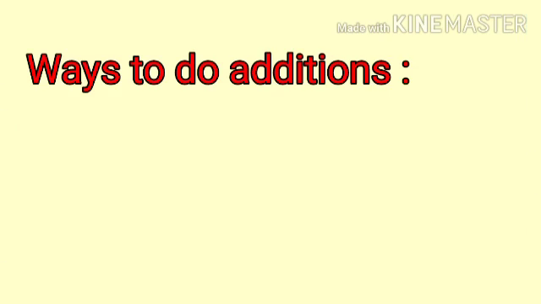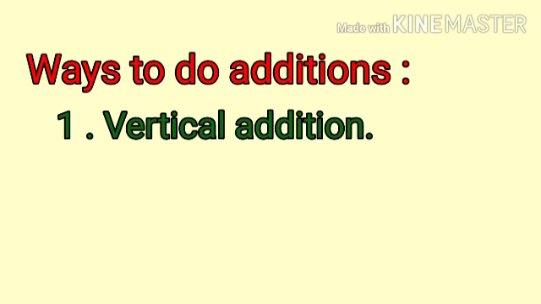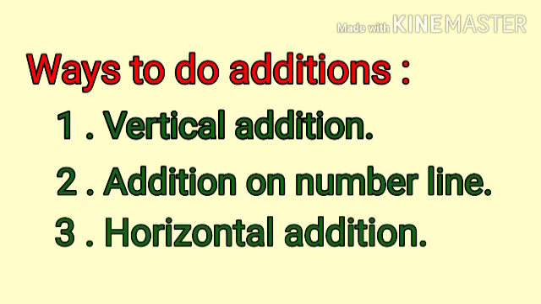The first method is vertical addition. The second method is addition on number line. The last one is horizontal addition. Is it clear, children? The first method is vertical addition. The second one is addition on number line. The last one is horizontal addition.